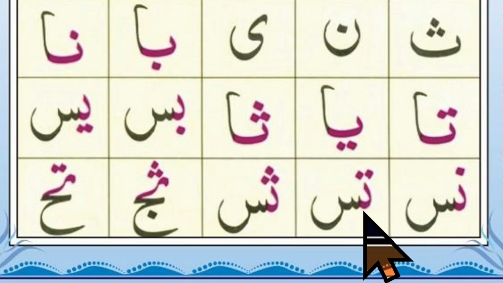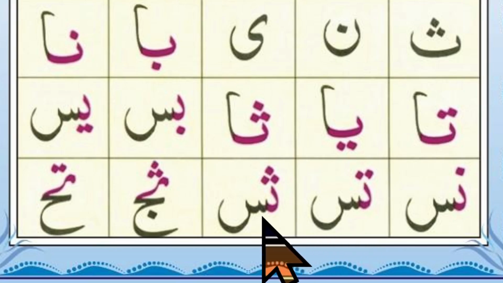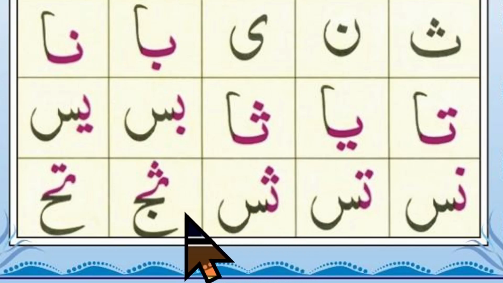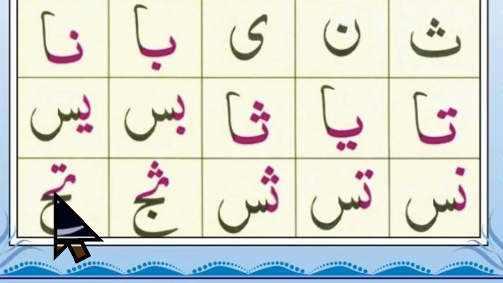Then two dots up, it's called ta. So ta, sin, ta, sin. Then sa, sin, sa, sin. Then sa, jim. As I said before, when we pronounce two letters, maybe up and down, we will try to start from the up side. So the up one is sa and this one is jim. Sa, jim. And this one is with the two dots up, ta, ha.